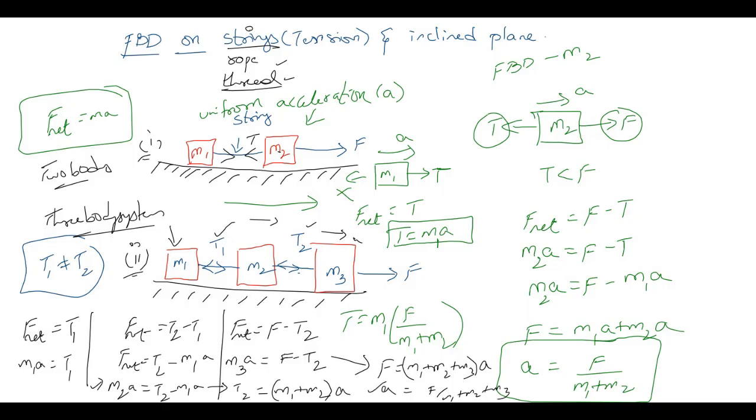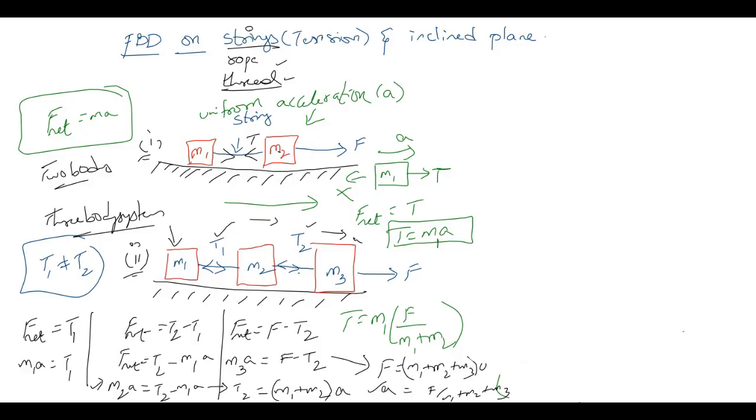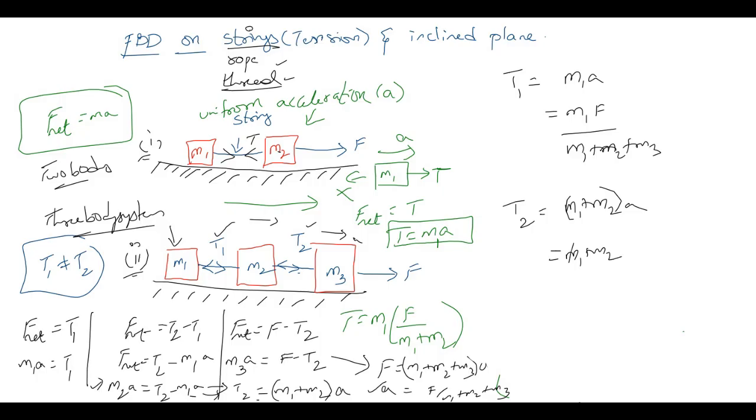Okay now, but we will have two different tensions in this case. So we have to find two different tensions, T1 and T2. T1 is nothing but M1 into A, and what is A? A is nothing but F by M1 plus M2 plus M3. Then what about T2? T2 is nothing but M1 plus M2 into A, which we got from this. So what is A? A means F by M1 plus M2 plus M3, correct?